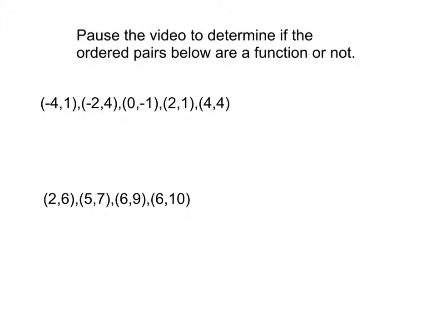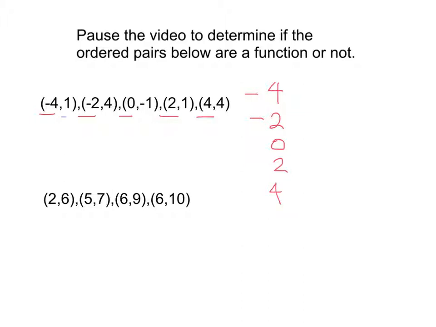Pause the video to determine if the ordered pairs below are a function or not. To determine if these ordered pairs are functions, we need to create a table and then map them together. So I'm first going to write out all of my x values for my domains. So -4, -2, 0, 2, and 4.